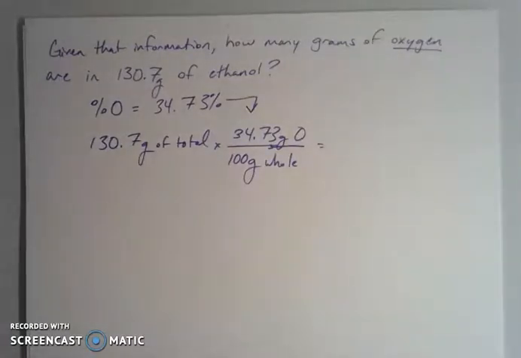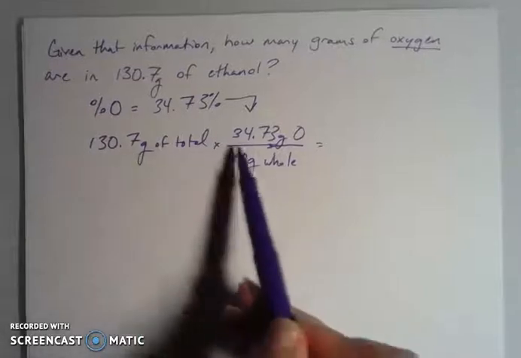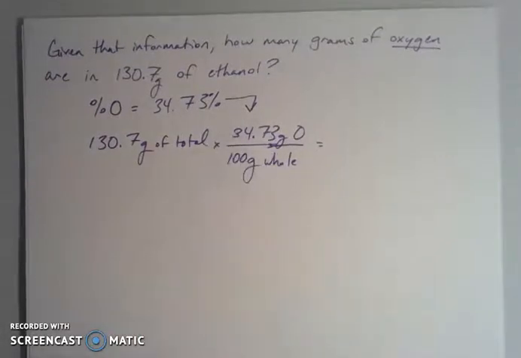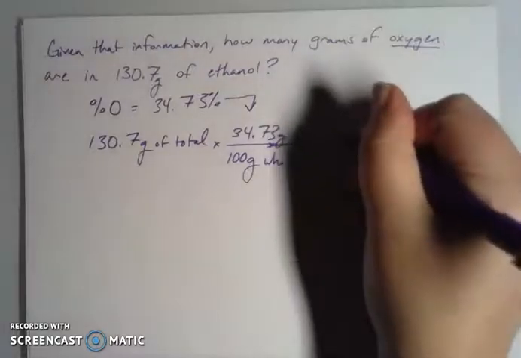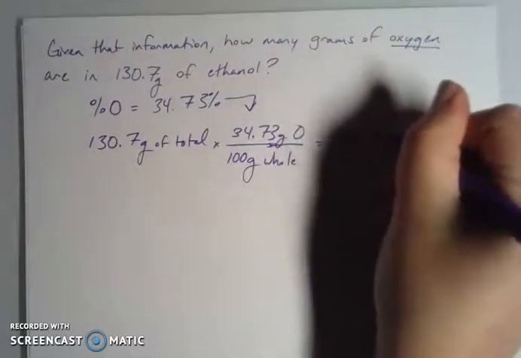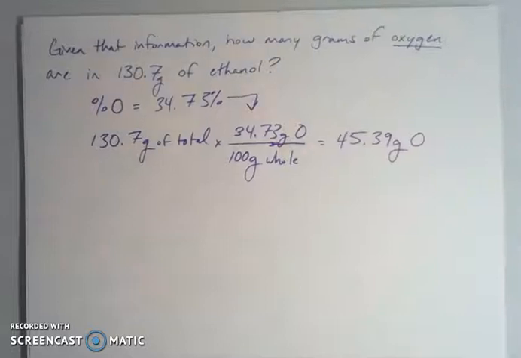And then when I do the math on this, I have 4 sig figs here, 4 sig figs in my percentage, so I should end up with 4 in my answer. So 45.39 grams of oxygen.